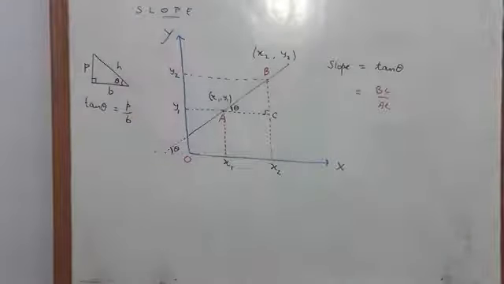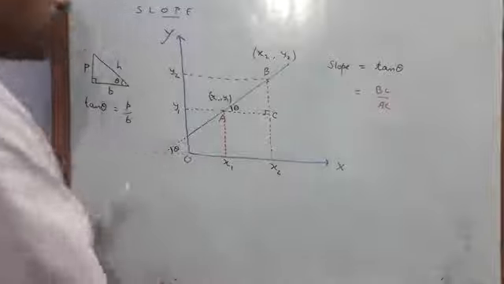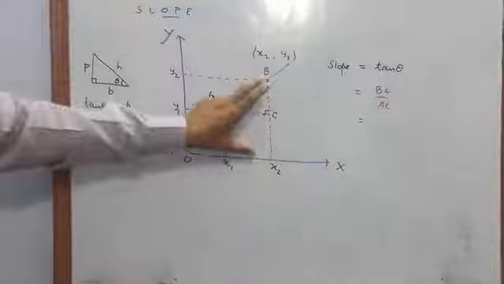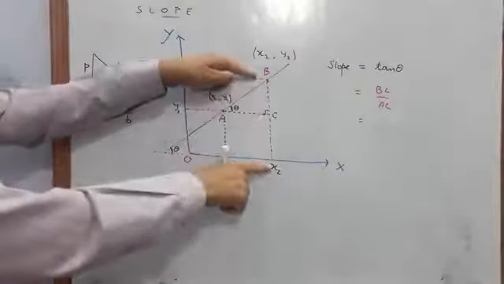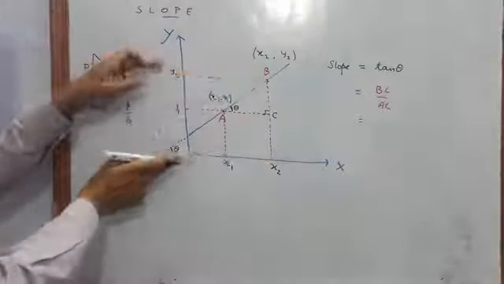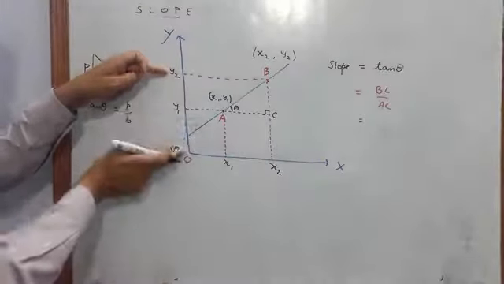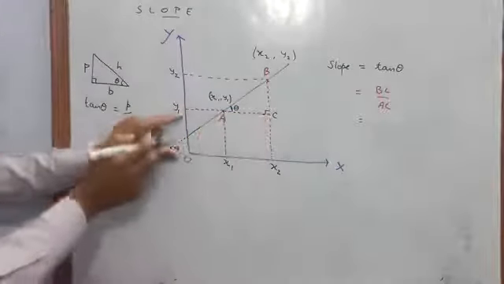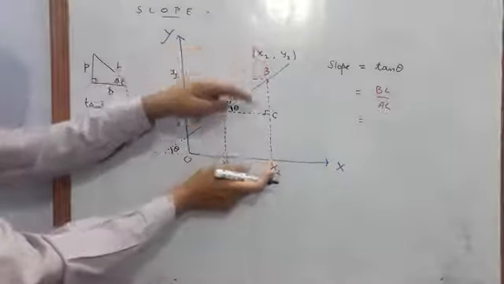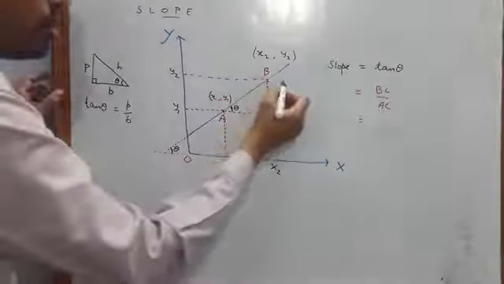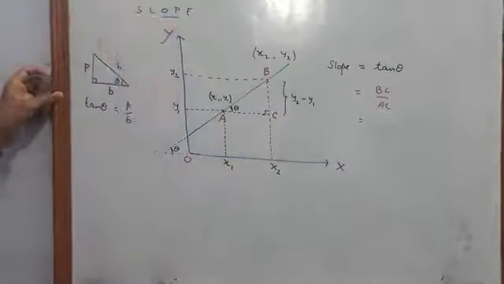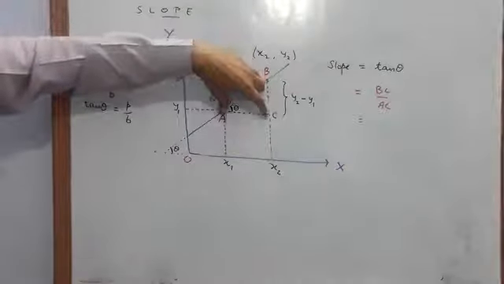Now how do we find BC? BC will be equal to, you can see here, this total length minus this length. So this total length, as we have seen, is how much? This is Y2. And this length is how much, students? That is Y1. So this is Y2, and this is Y1. So this length will be how much? Y2 minus Y1.